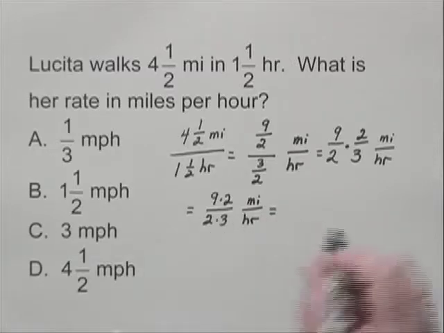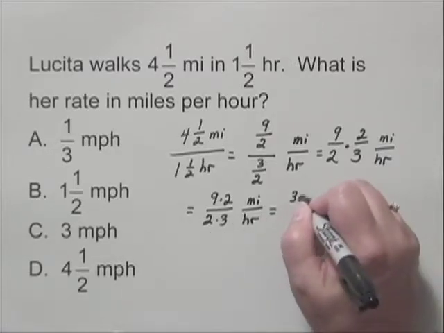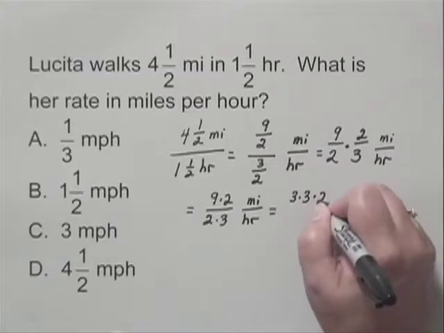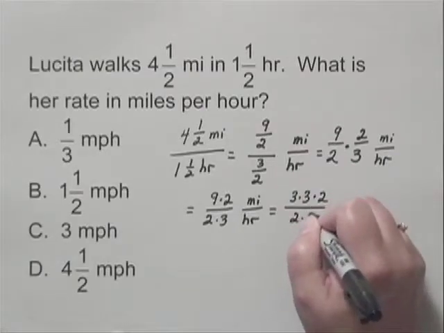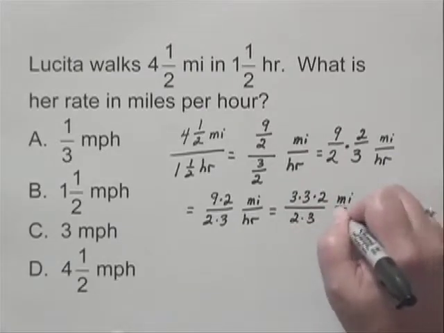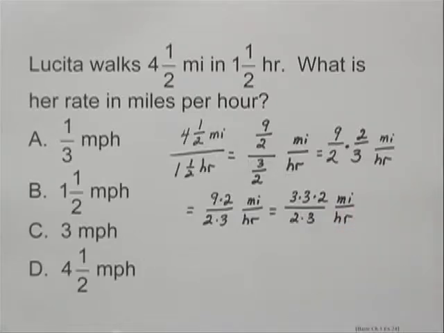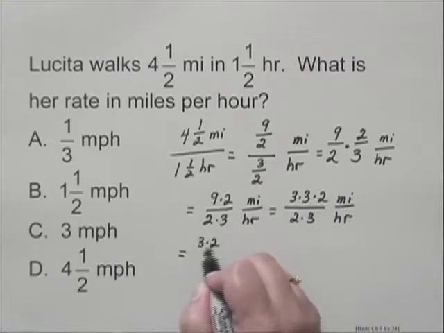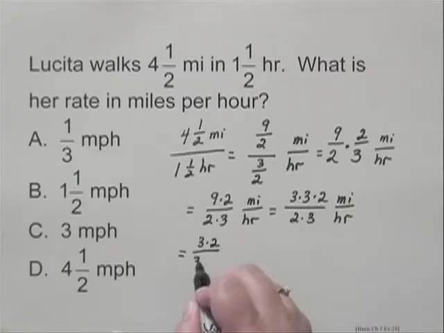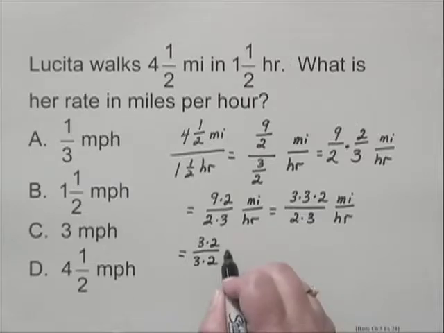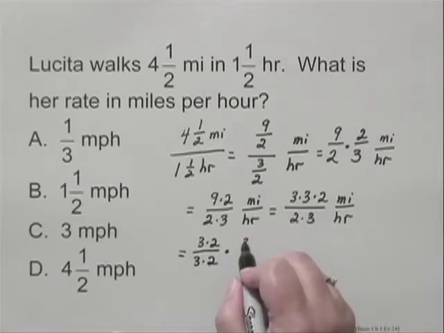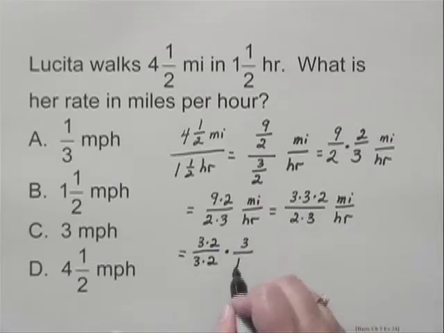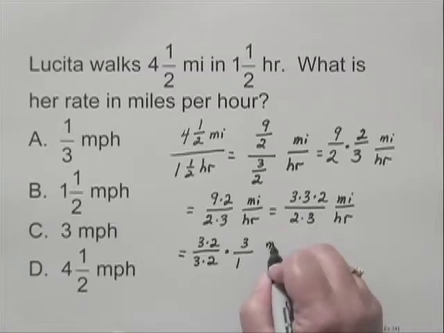And to simplify, we're going to factor the 9. That's 3 times 3 for the 9, times 2 over 2 times 3 miles per hour. And then we have a factor equal to 1. We have 3 times 2 in the numerator and 3 times 2 in the denominator. And then we're left with 3 in the numerator and then a factor of 1 that we can write in the denominator, miles per hour.